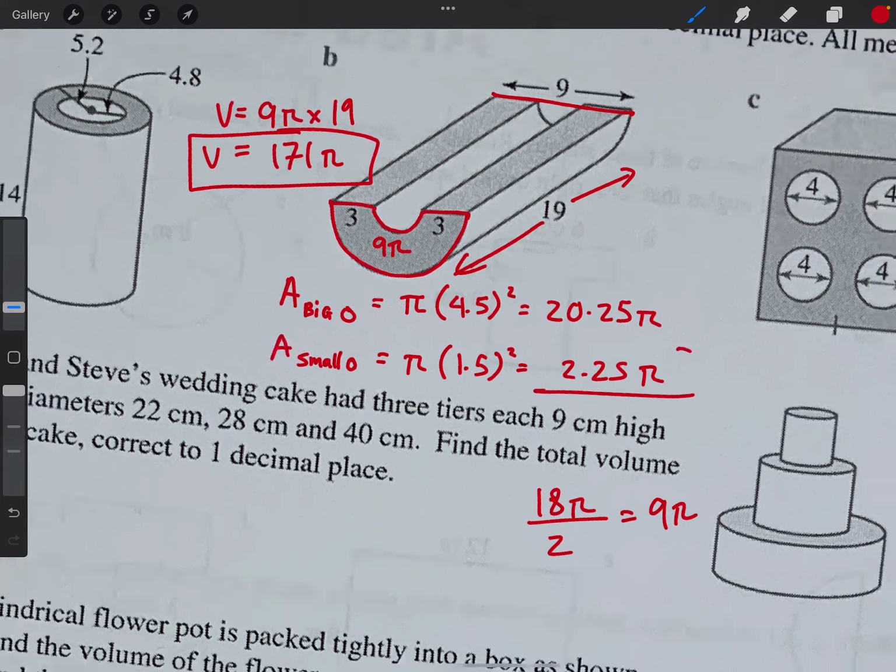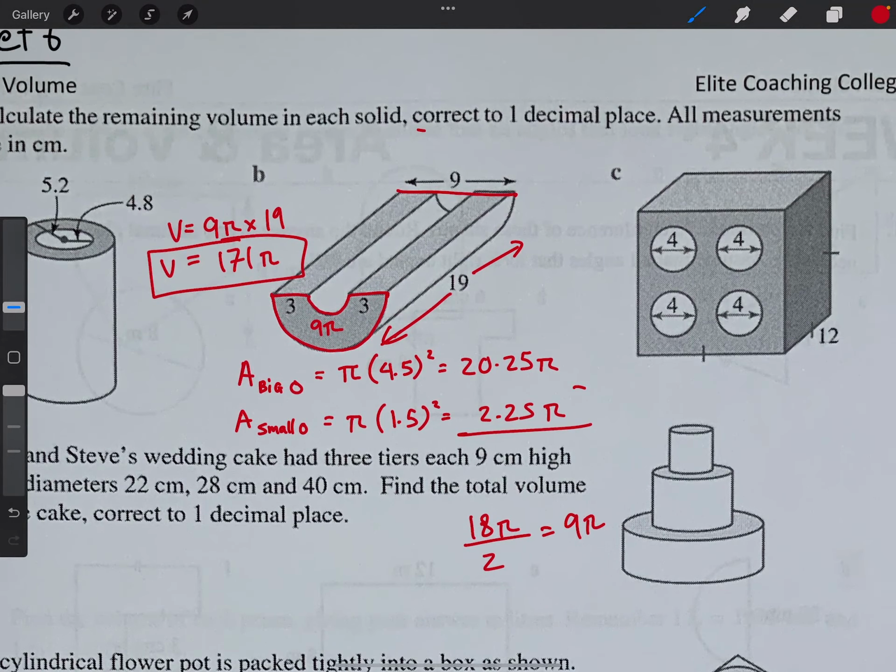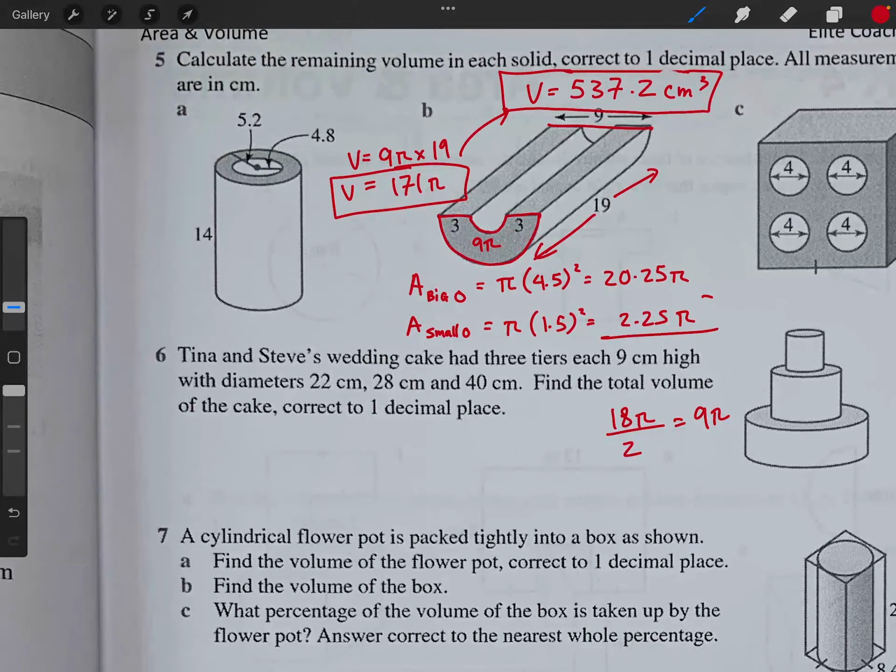171 pi. But they don't want it in exact form, they want it correct to 1 decimal place. So do 171 times pi on your calculator, and you will get the volume is equal to 537.21. Now it says correct to 1 decimal place, so that means the answer is just like this. There's your answer, and this is in centimeters cubed. Volume is a cubic unit. So remember to put it in cubic units.